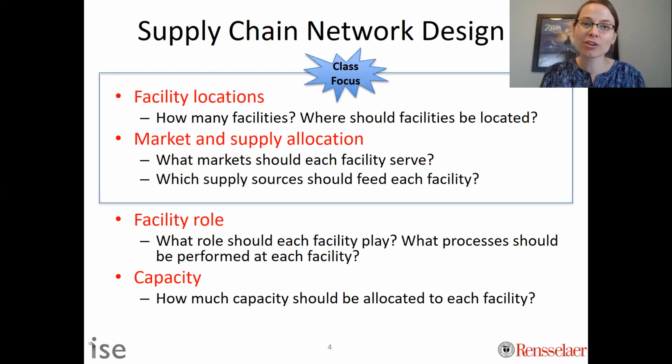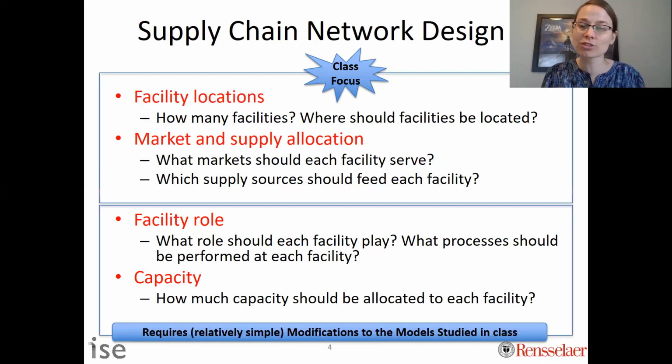In this class, we're going to really focus on the first two: facility locations, and then how we allocate those resources, those facilities, to meet demand. The other questions, we're not going to cover a ton in this class. The capacity requires a relatively simple modification to some of the material studied in the class. For the facility role, I would encourage you to take a facility design class, which we have in our curriculum, if you're interested in that part of network design. All right, so let's get started and think about the first question.